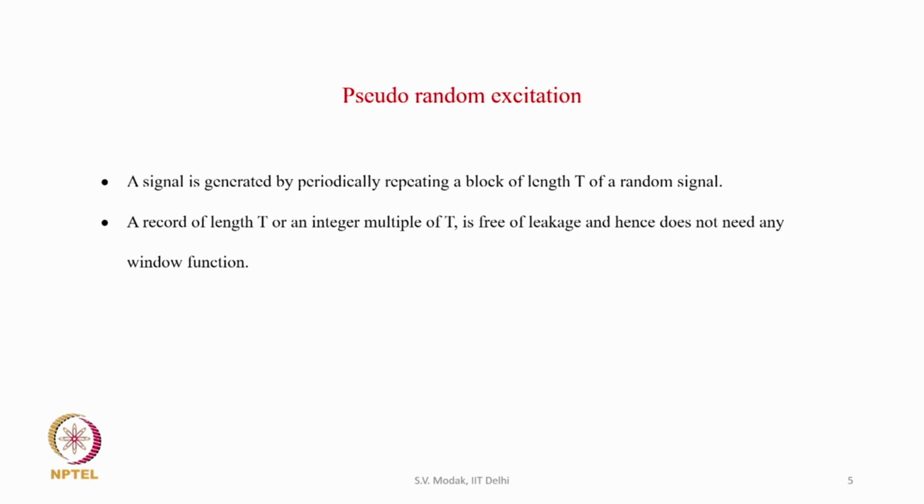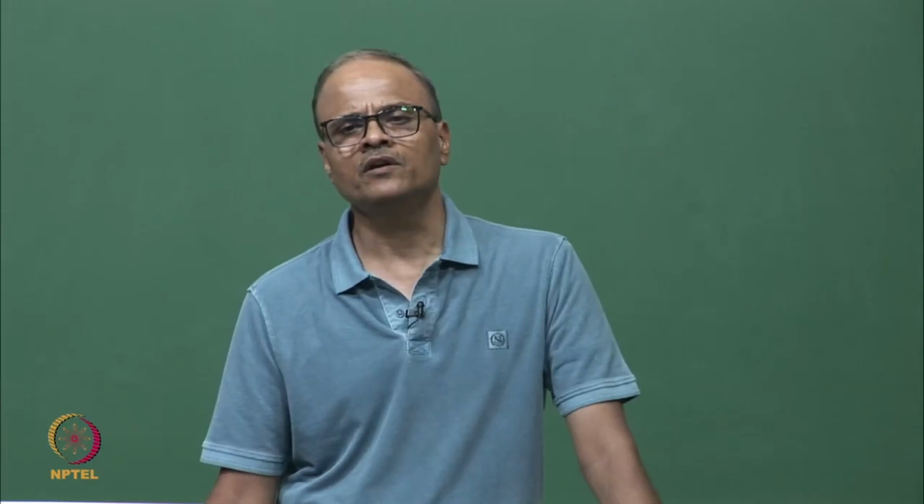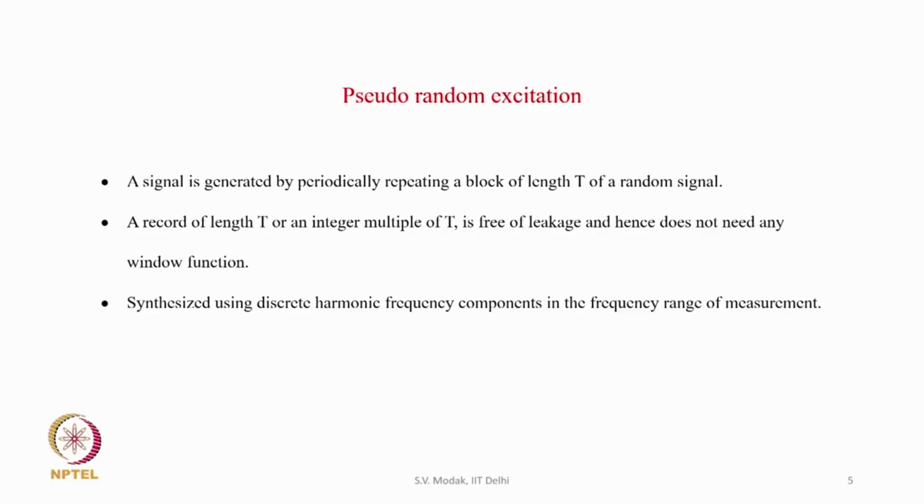of length t, then that signal would be periodic, it would satisfy the periodicity assumption, and therefore it would be free of leakage if a DFT of the signal is taken. Therefore no window function would be required, because no leakage is expected in the signal. In this way it addresses the limitation of the random excitation signal, as it eliminates the use of any window function. So how is this pseudo random excitation signal generated?